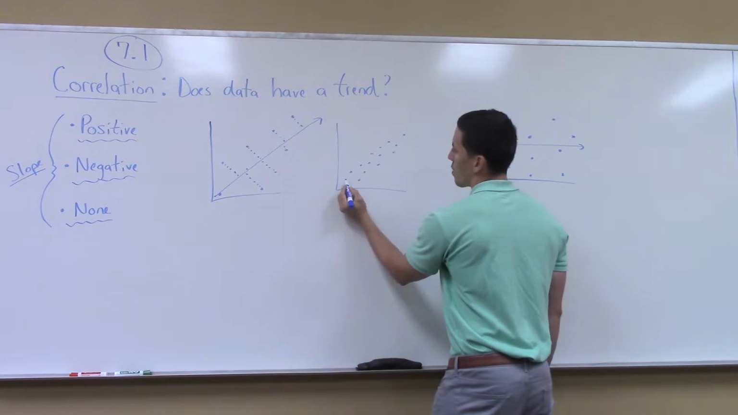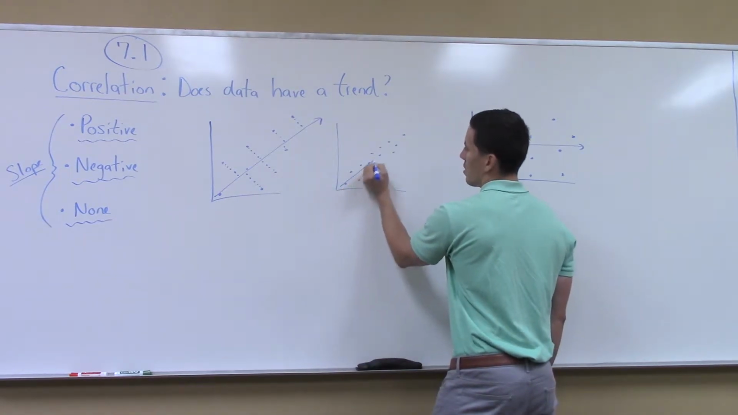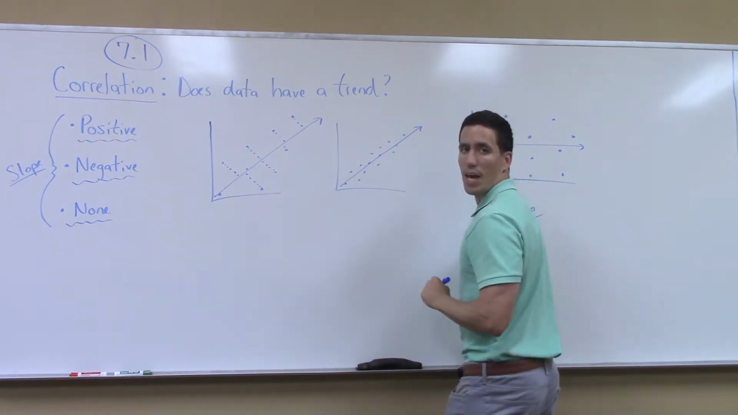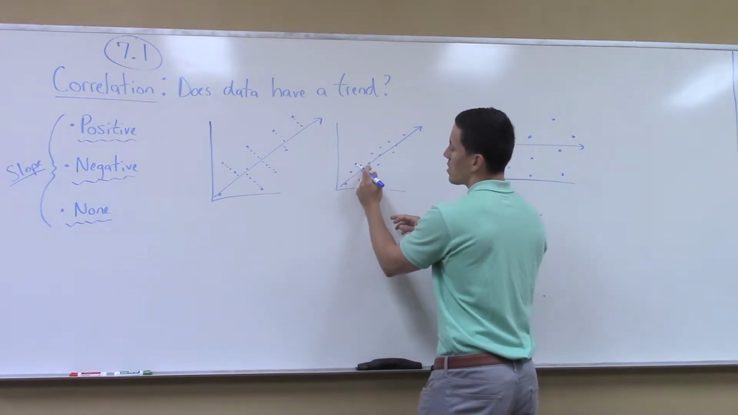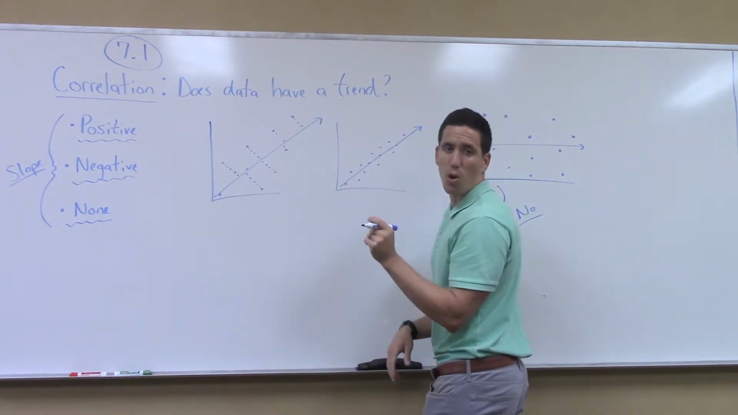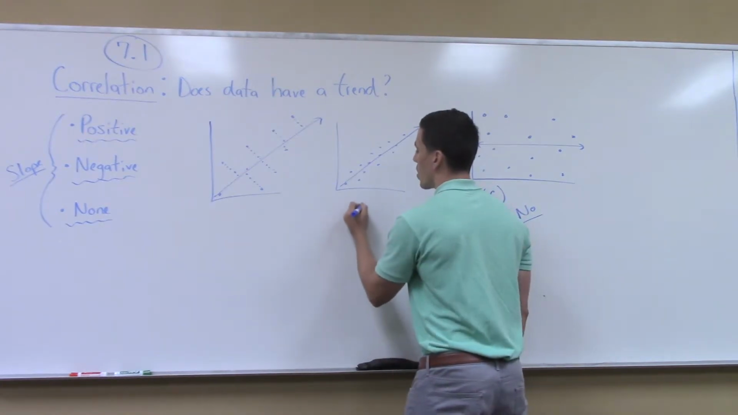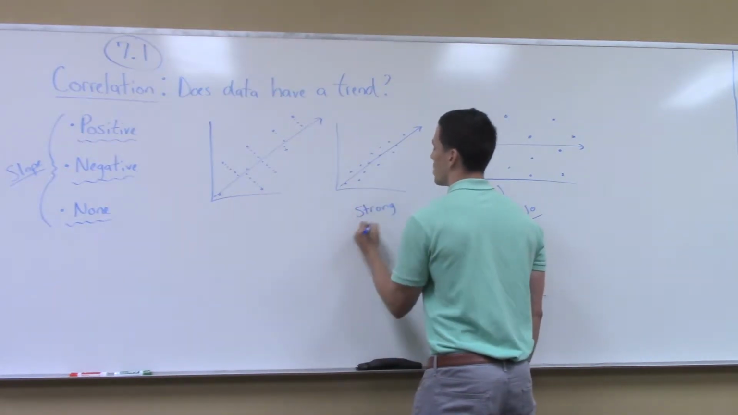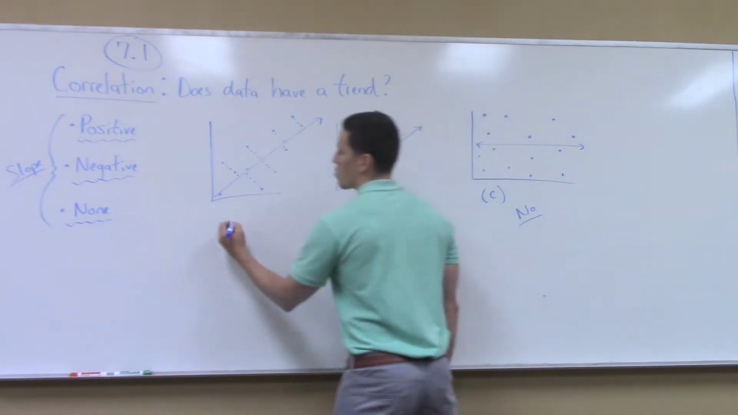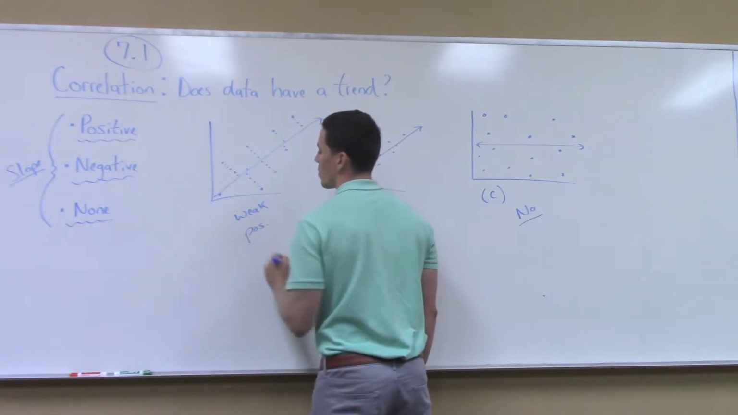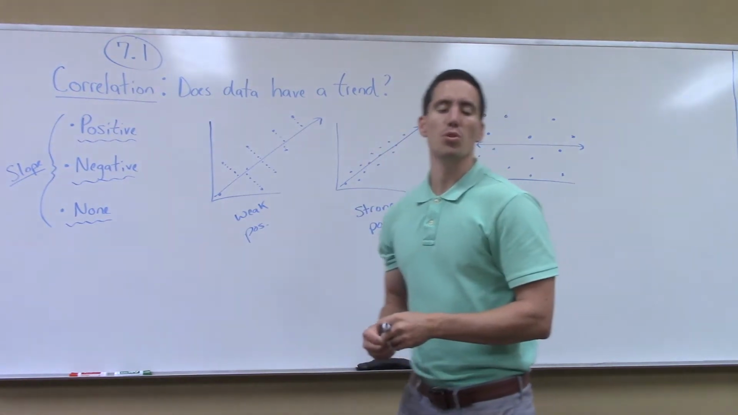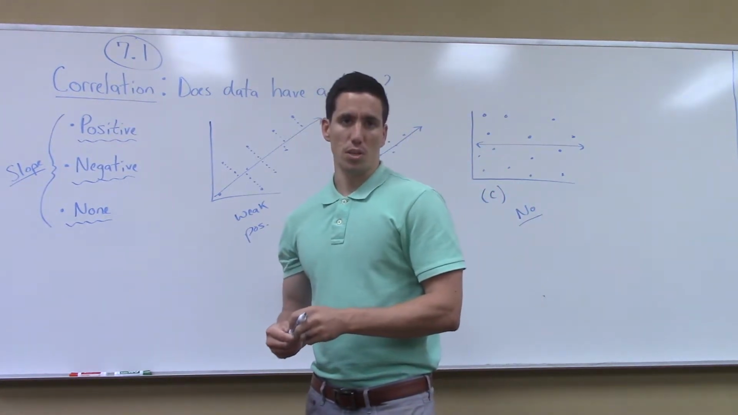And if I were to draw the best fit line here, something like that, you notice that the distance between all of these dots, these data points, and the line, is very small. This would be a strong positive correlation, where this would still be a positive correlation, but we would call it a weak positive correlation. And you can apply the same principle to negative correlation.